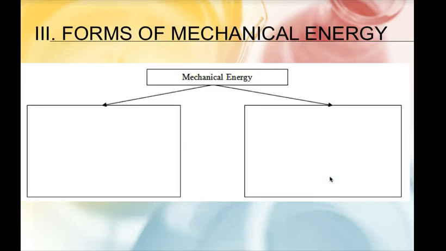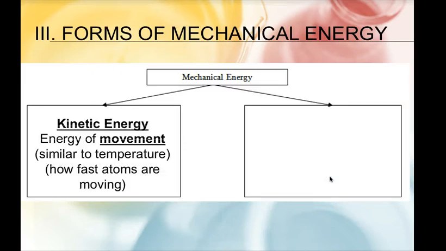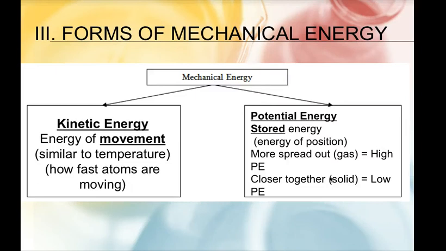Last slide, let's look at the different types of mechanical energies. The two that we use in chemistry are kinetic and potential. And kinetic, for our purposes, kinetic energy and temperature are the same thing. It measures how fast atoms are moving. The faster the atoms are moving, the more kinetic energy you have. The other one would be potential energy. And for us in chemistry, potential energy is synonymous with heat.